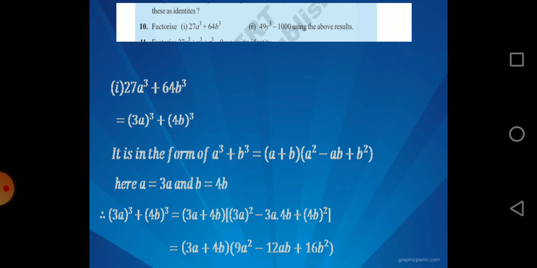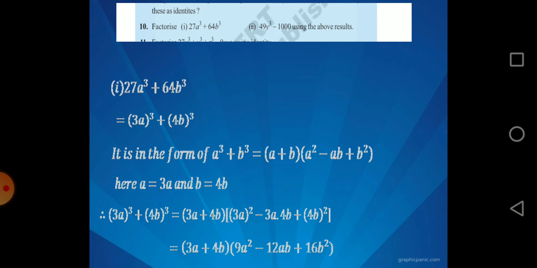27a cube we are writing as 3a whole cube. 64b cube we are writing as 4b whole cube. It is in the form of a cube plus b cube is equal to a plus b of a square minus ab plus b square. Here a is equal to 3a and b is equal to 4b. So the factors are 3a plus 4b of 3a whole square minus 3a into 4b plus 4b whole square. So the final factors are 3a plus 4b, 9a square minus 12ab plus 16b square.